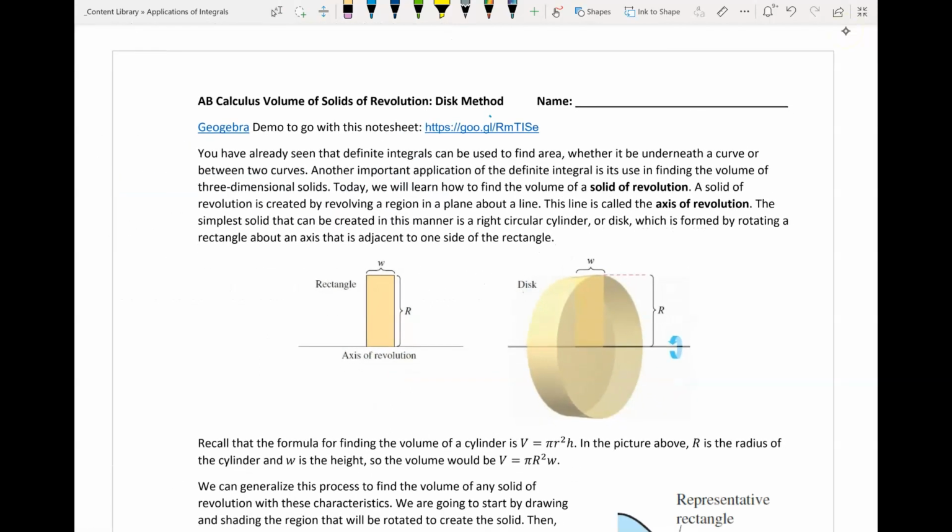In our last lesson, we looked at area between curves. In this lesson, we're going to move on from area and look at volume of solids around an axis or a line.